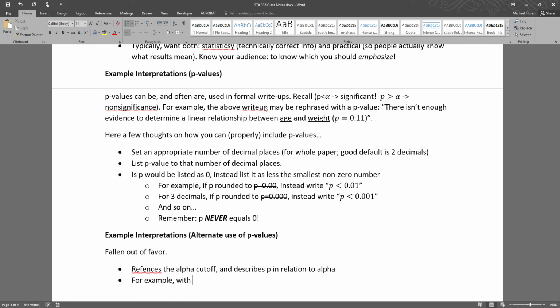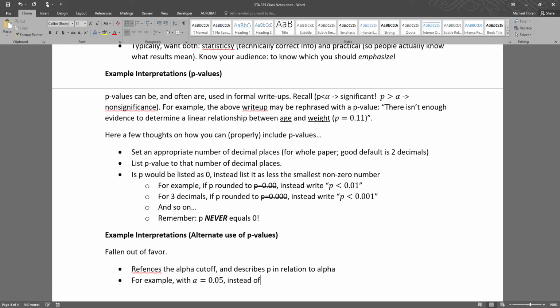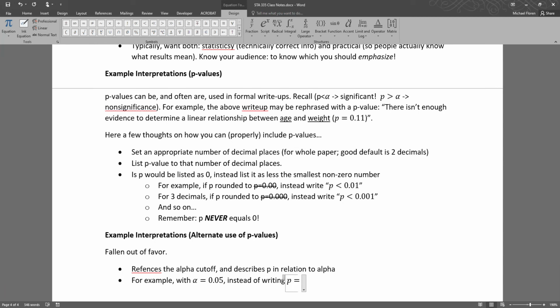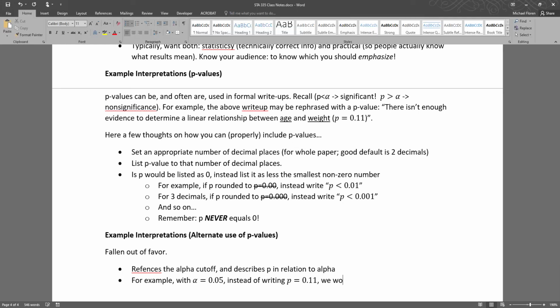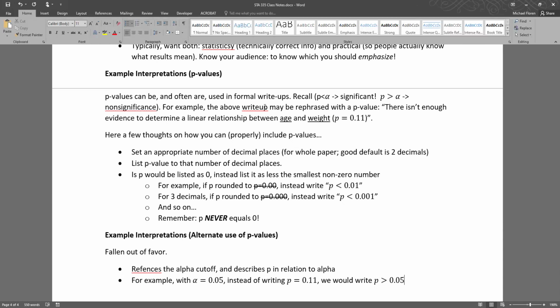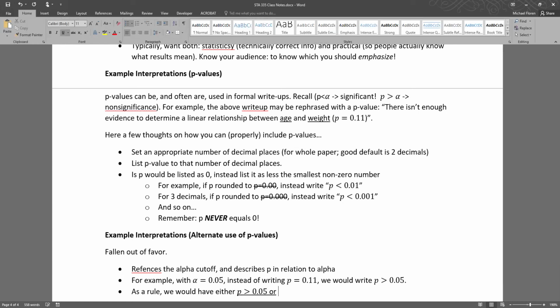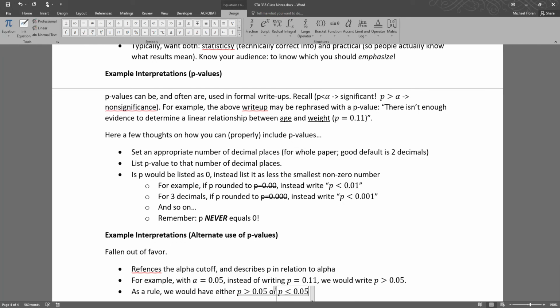For example, with alpha equals 0.05, instead of writing p equals 0.11, we would write p is greater than the alpha value. As a rule, we would have either p greater than that alpha value or p less than that alpha value.